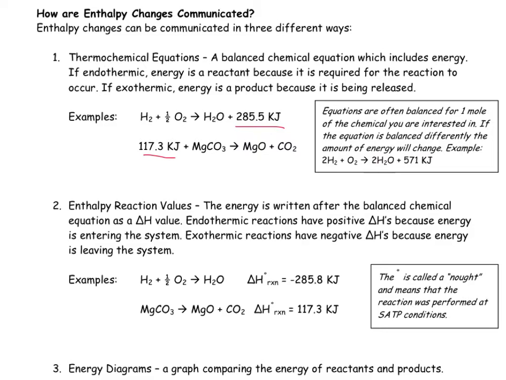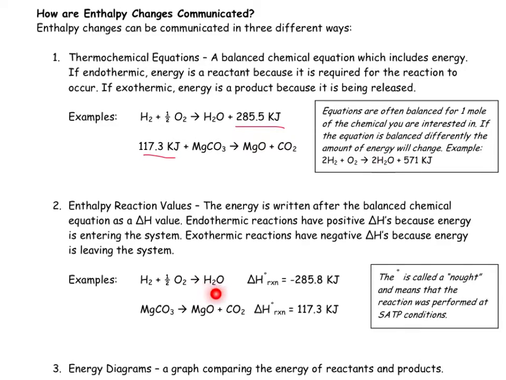Endothermic reactions have positive delta H's because energy is entering the system. Exothermic reactions have negative delta H's because energy is leaving the system. Here are the same reactions, but communicated as delta H values.